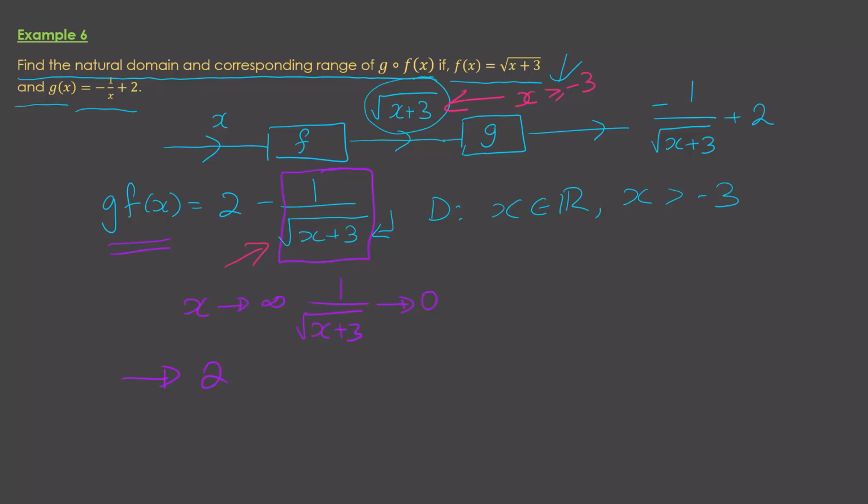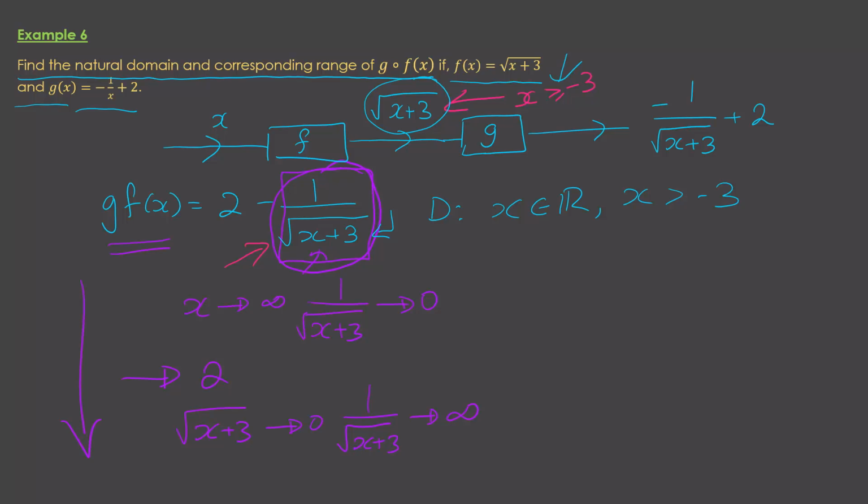If we think about when x is close to negative 3, the denominator here is going to tend to 0. So the square root of x plus 3 tends to 0 means that 1 over the square root of x plus 3 tends to infinity. So we can have 2 take away, essentially, infinity. So from 2, we can go downwards as far as we like. We can't actually take the value 2, of course, because this is always going to be 2 take away something.